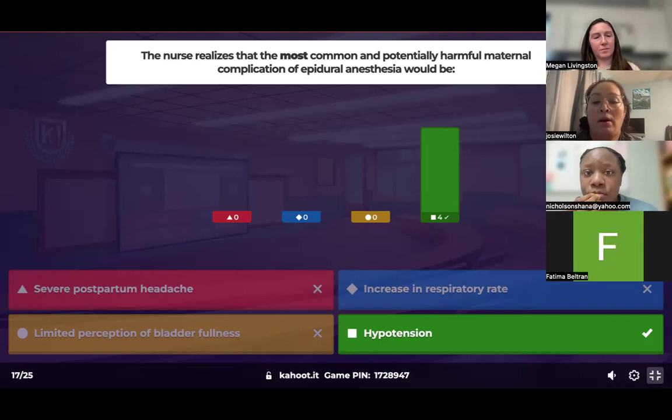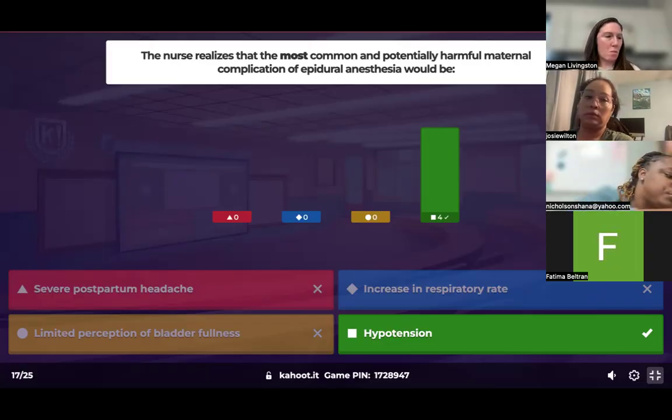So yeah, those are the interventions that we want to do. If your mom's blood pressure drops, what do we think is going to happen with baby's heart rate?